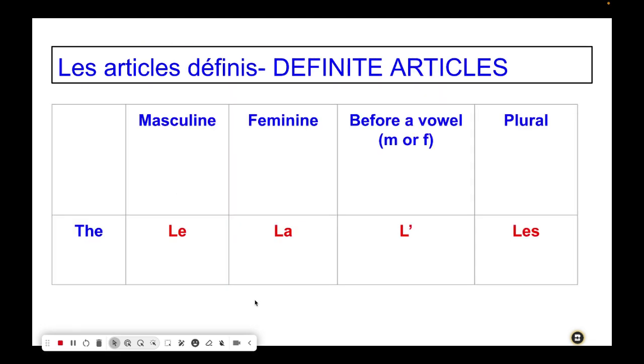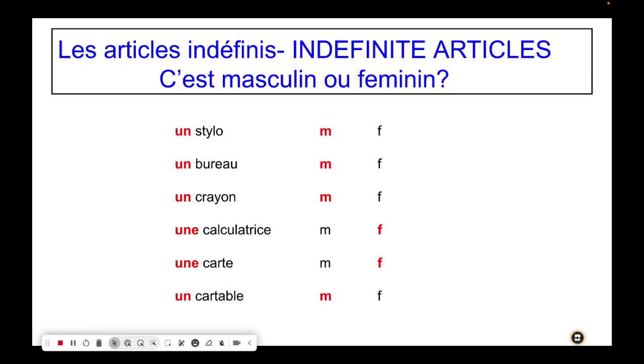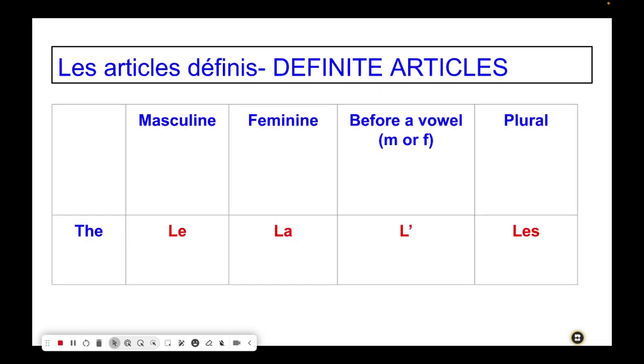When we're using indefinite articles, same as in English, when you use a at the beginning of a noun, it means that the thing you're talking about, the noun, is indefinite. You do not know who it belongs to. When I say a pen, you don't know which pen I'm talking about. So it is indefinite. The same thing is true in French.